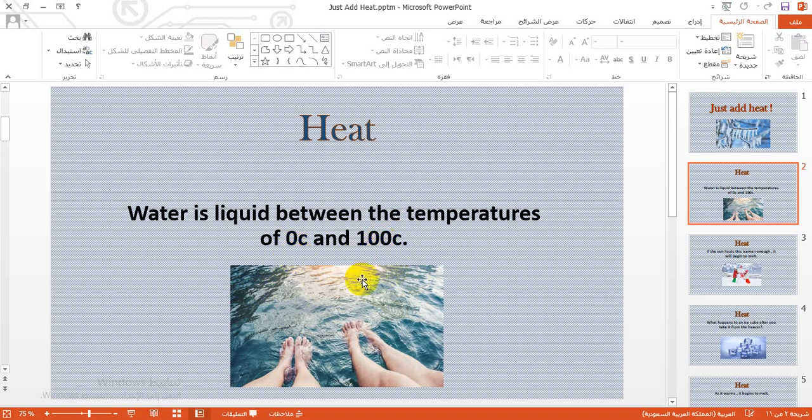Okay guys, the water is still in the state of what? Of liquid. So between 0 and 100 the water is still liquid, but 0 is too cold and 100 is too hot. Okay, what about 50? If the water is at 50 Celsius degrees, it means the water is warm. Okay guys, 0 is too cold, 50 is warm, and 100 is what? Is hot.